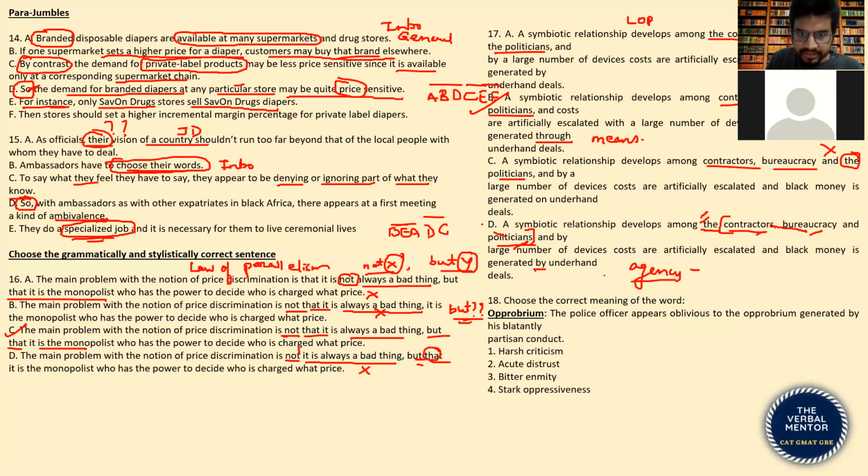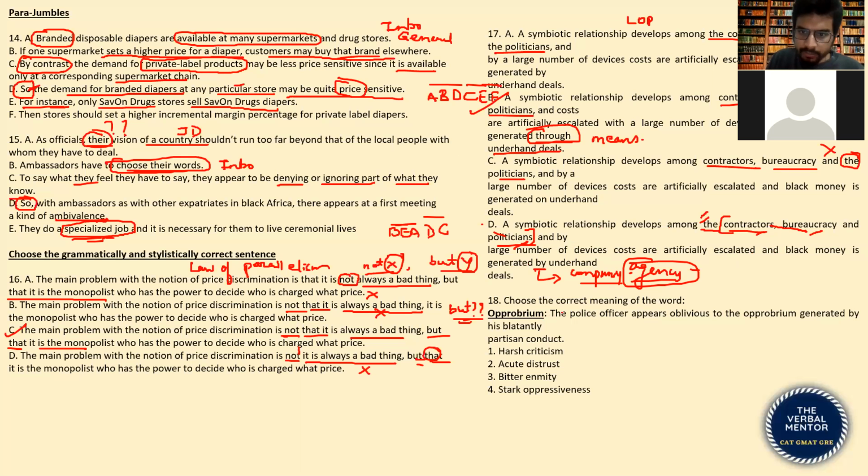So black money is generated by a company or an organization or a human being, the agency basically. But here we are talking about the means of generating black money. Underhand deals is a means, and therefore we need through rather than by. It's a preposition question, therefore.